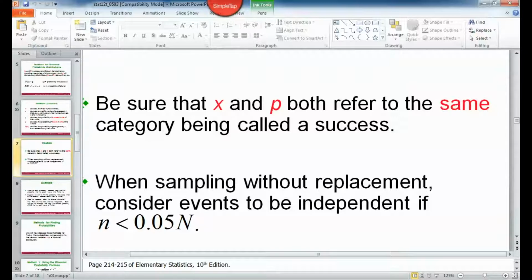All right. When sampling without replacement, consider events to be independent if the number of trials is less than 0.05 times capital N. It says without replacement, but this isn't really going to affect you and your problems. If it does, we'll come back to this. It's just a little extra they have there.